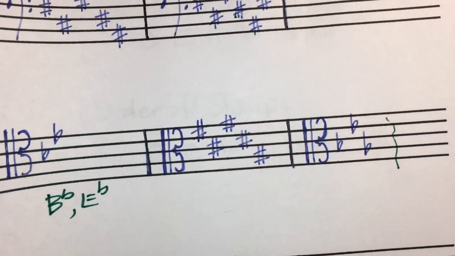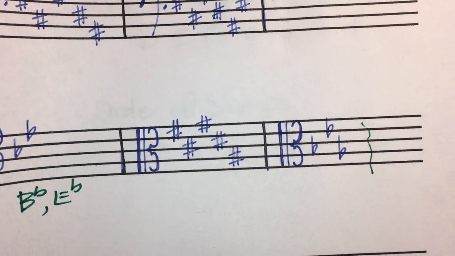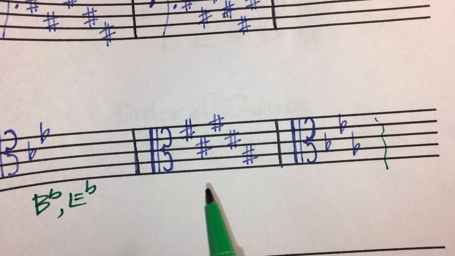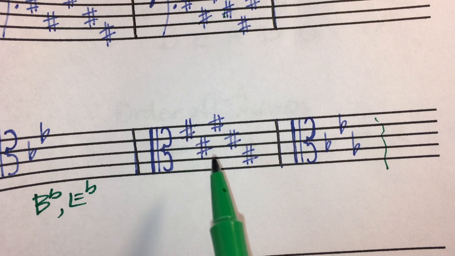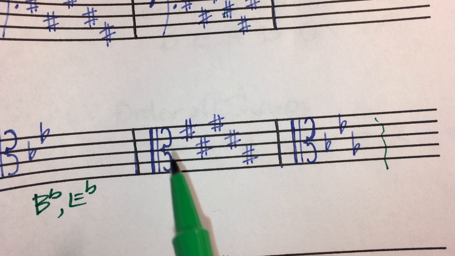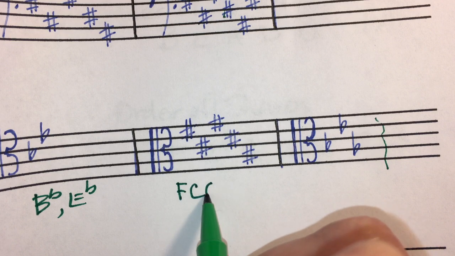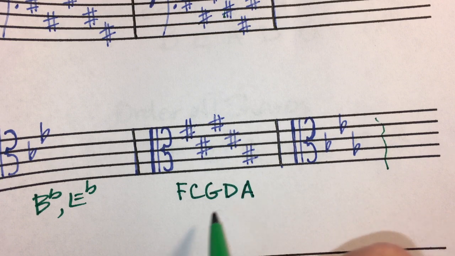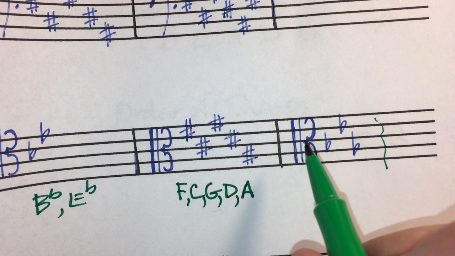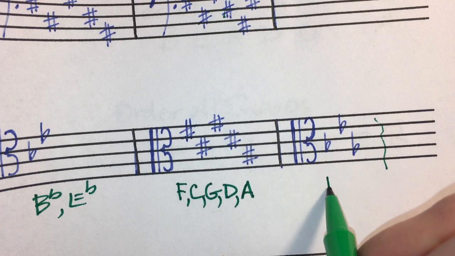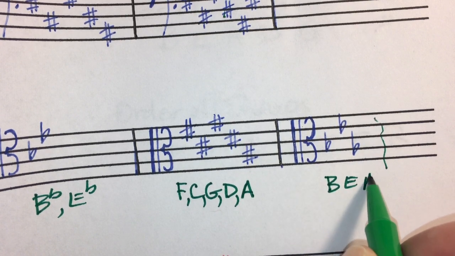Here's alto clef. Sometimes violas read alto clef. Alto clef with five sharps. What are they going to be? F, C, G, D, and A. Here's alto clef with three flats. B, E, and A.